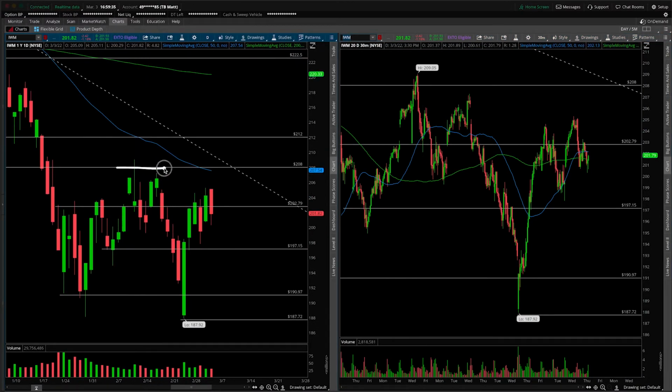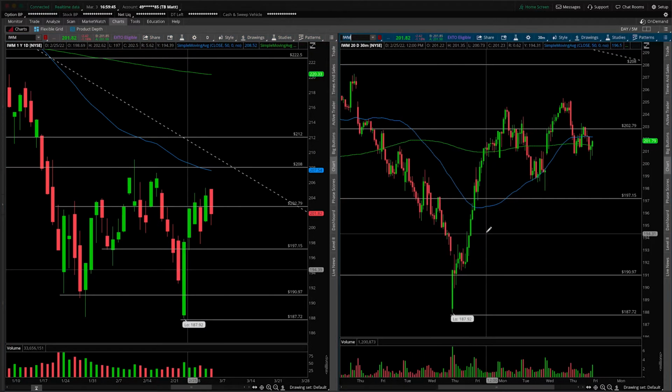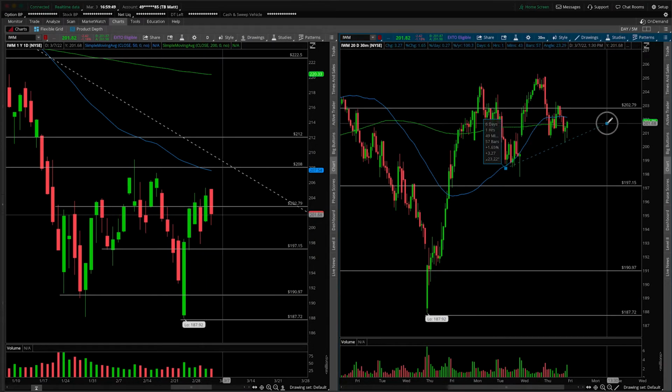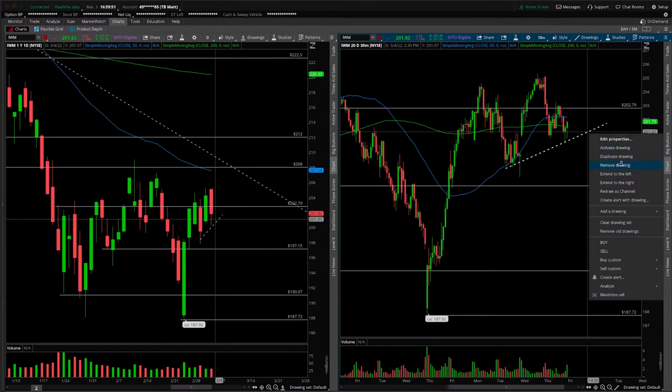Couldn't quite make it to the neckline of the double bottom. Again, I know I sound like a broken record here, but 208, that does not change. Really lackluster, grindy move happening to the upside here. You could start to look at it as a slight channel, right? If I were to do something like this on the 30-minute, this is probably not something that I would recommend you try trading. I'm just trying to illustrate that we do technically have higher lows and higher highs.